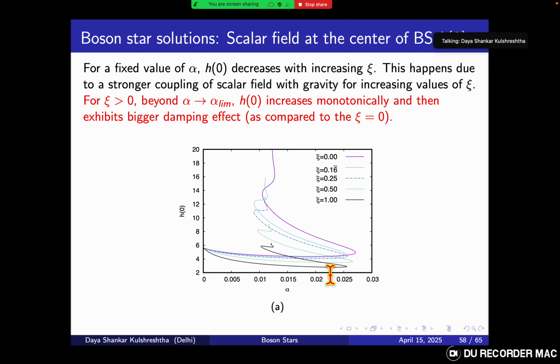So as alpha increases, H0 initially decreases like this, and after some limiting value of alpha, it starts monotonically rising and finally ends up in the damping.